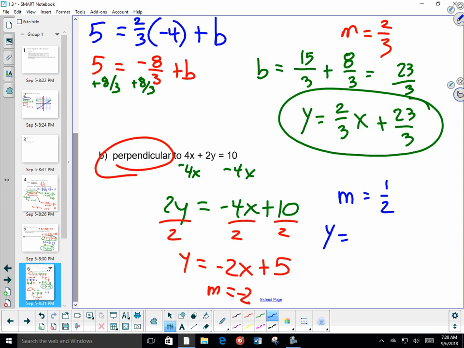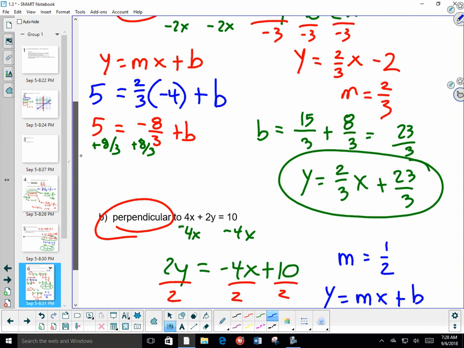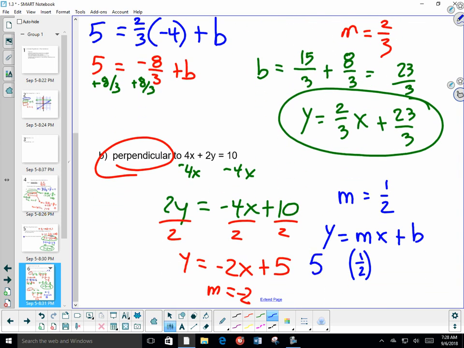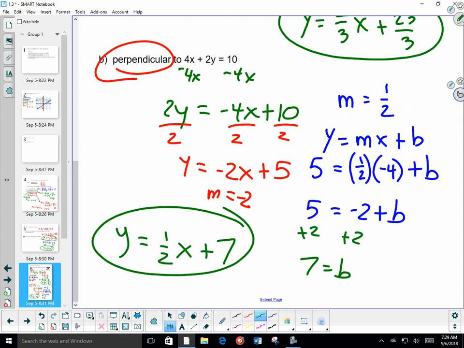And so I'm going to write y equals mx plus b. I'm going to use 1/2 as my slope, and I'm going to use that same ordered pair that we were given: -4 for x, 5 for y. And then I need to solve this for b. So I get 5 equaling -2 plus b. Adding 2 to both sides, I get 7 equals b. So my equation is y equals 1/2 x plus 7. Hopefully I did that right. I'm sure you'll tell me if I did not.